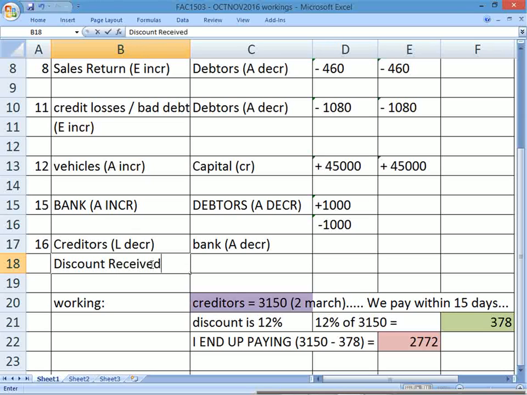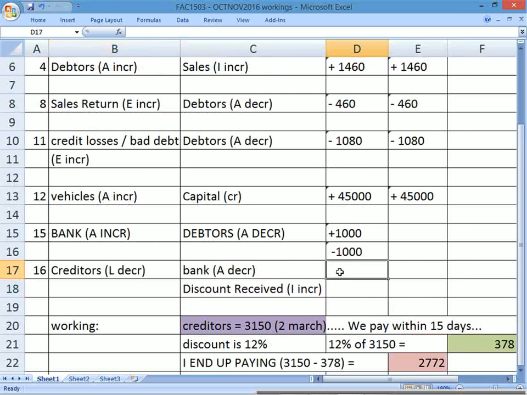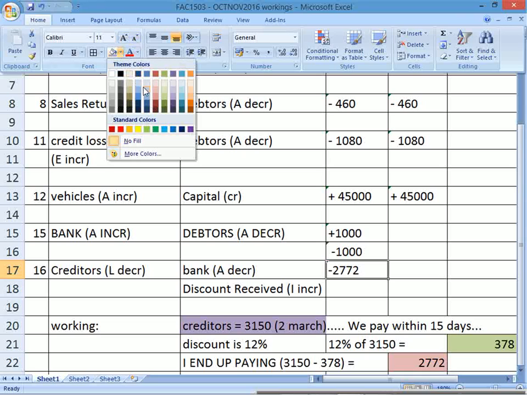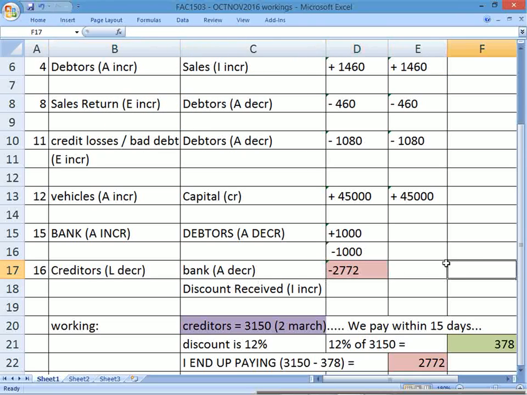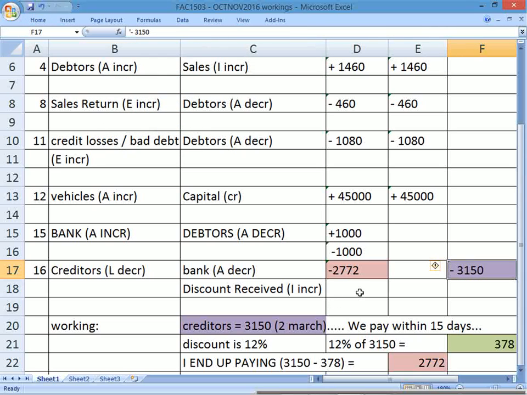Discount received, bracket, income, increase. Wrong side, sorry, before you write that. Okay, income accounts increase where? On the credit side. Okay, so now we can record. Bank is an asset, it's going to decrease, so minus 2772. Creditors is a liability, so minus 3150. And the discount, rather, is an income. If the income goes up, owner's equity will go up, plus 378.